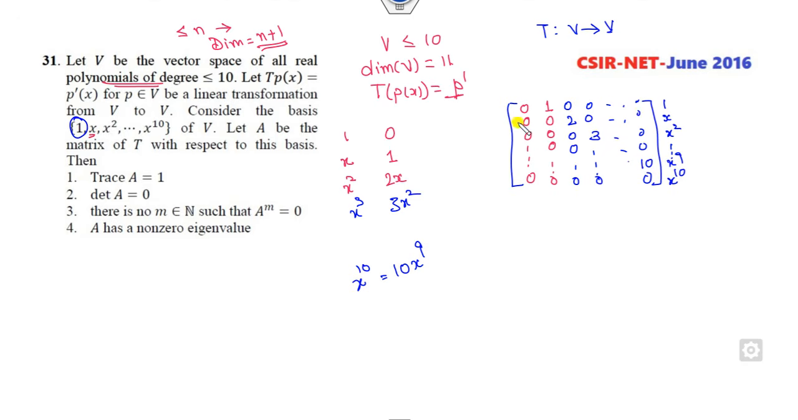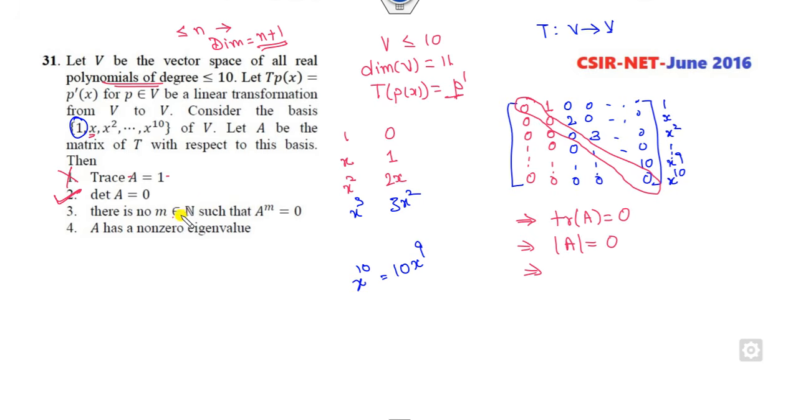So what is the meaning of that? You can see the diagonal values are 0. So what is the meaning of that? The trace of this matrix is 0. The determinant of this matrix is also 0. Now the option saying trace is 1, cancel. Determinant is 0, that's the correct option.